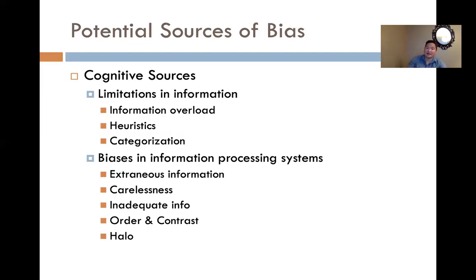There's also these cognitive issues. Sometimes it's just too much information. People do so many things in their job, they can't break it down. Sometimes they use heuristics or shortcuts to explain things, so the information isn't conveyed fully. And sometimes they categorize things in ways that are unhelpful.